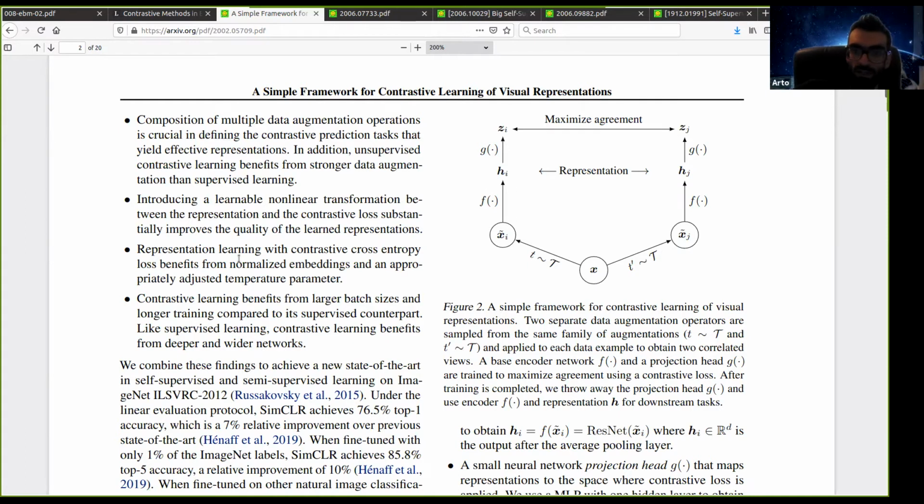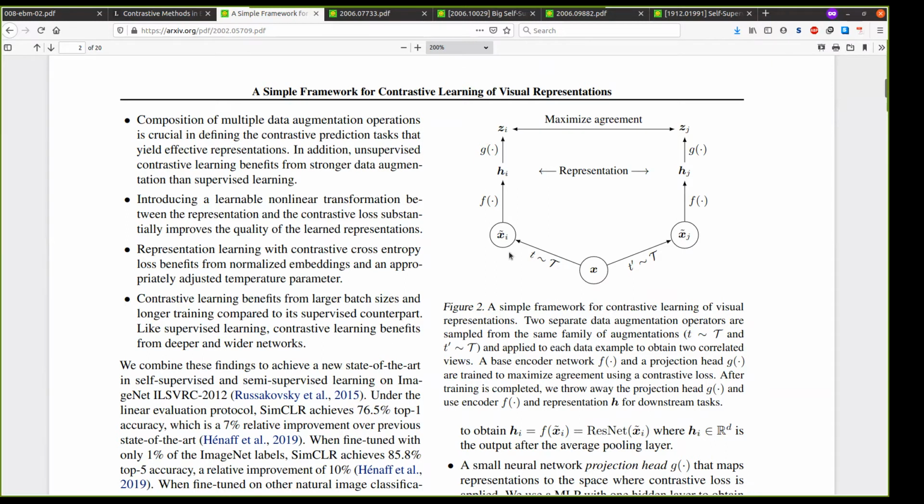And representation learning with contrastive cross-entropy loss benefits from normalized embeddings and an appropriately adjusted temperature parameter. And basically they found that that kind of loss function, noise contrastive estimation, we considered before, works good for this kind of models. And they compared like 3 objective functions and found that that one works good. And sorry, the H would be the output, let's say, from like a global average pool. That would be the last layer.